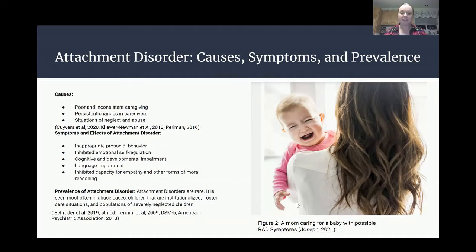Insecure attachment is significantly more prevalent than attachment disorder. Attachment disorder is most prevalent in cases of extreme neglect, foster care, and children who have been institutionalized. Of the population suffering from attachment disorder, the predominant population is 30% psychiatric inpatients and 40% in foster care.